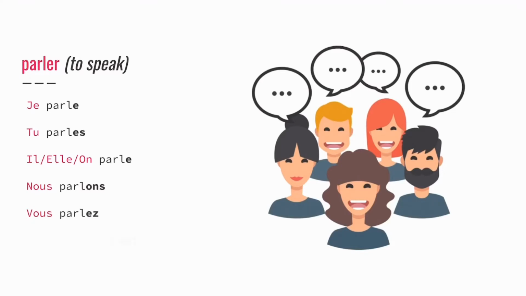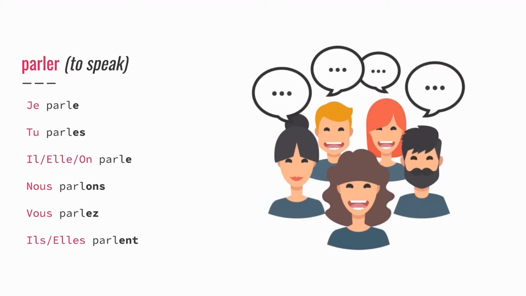For ils and elles, put an ENT at the end. Keep in mind, with il and elle, you don't pronounce the S at the end. The ENT at the end of the verb is also silent. So when you say ils parlent, you don't say ils parlons.